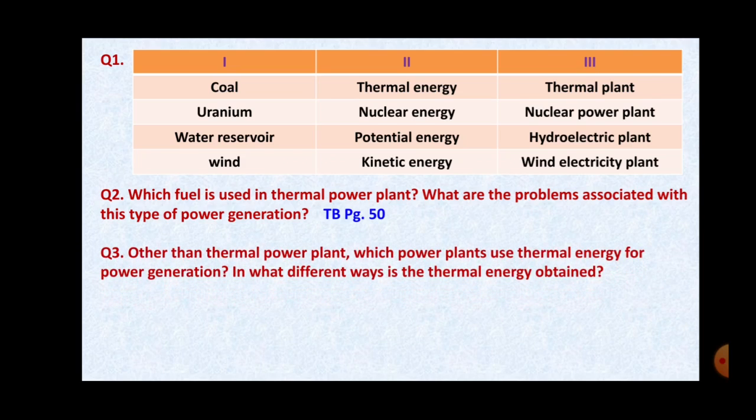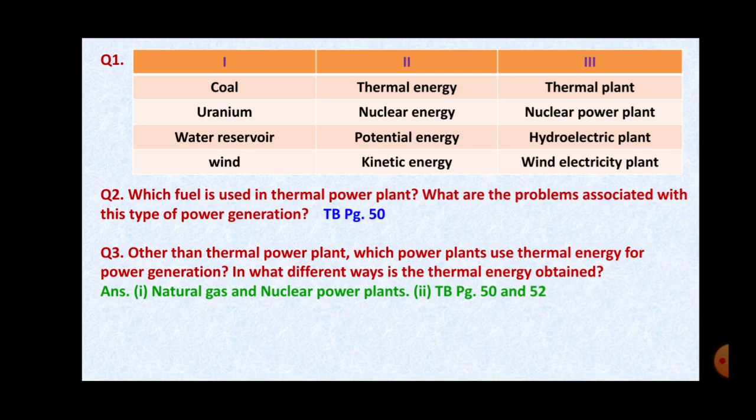Next question is, other than thermal power plant, which power plants use thermal energy for power generation, and in what different ways is the thermal energy obtained? So it is natural gas power plant and nuclear power plants where the thermal energy for power generation is used. And the second part of the question is, in what different ways is the thermal energy obtained? So on page number 50 and 52, the different ways are given in which the thermal energy is obtained.